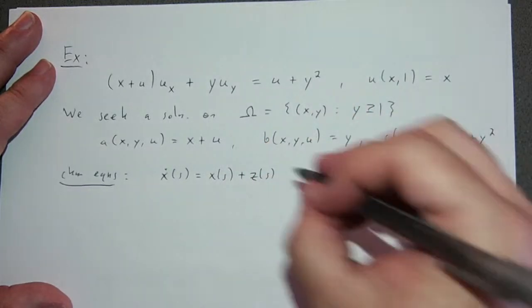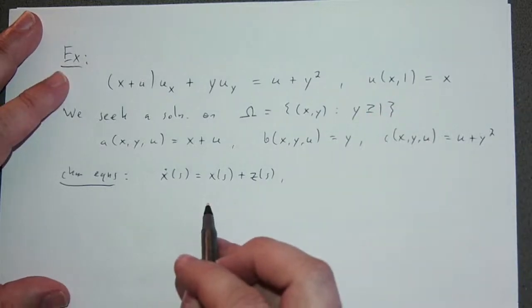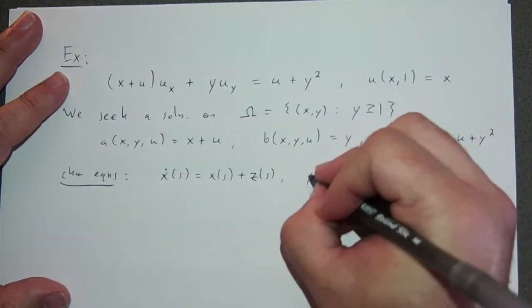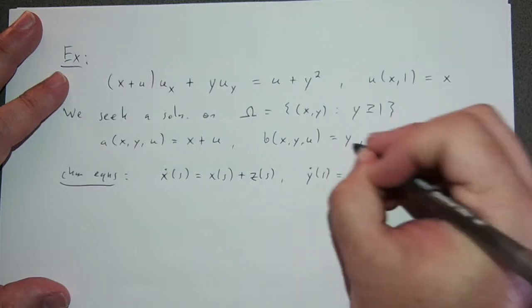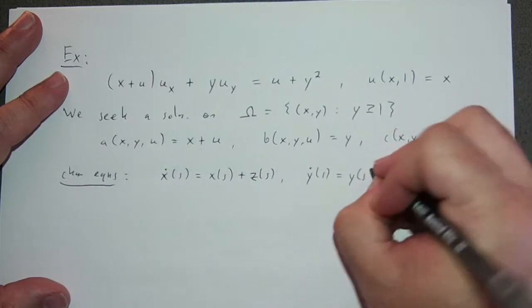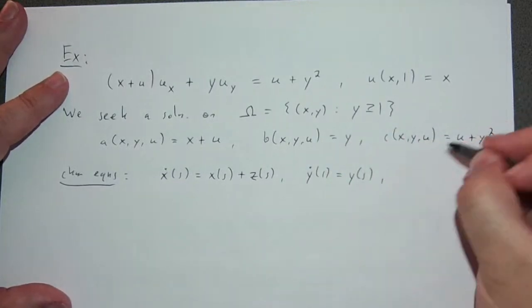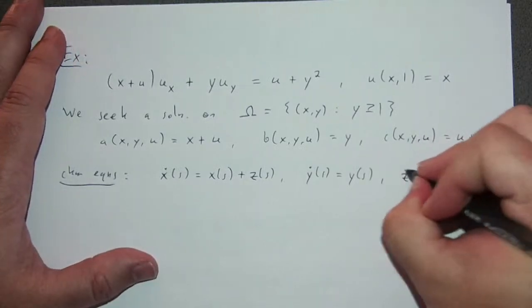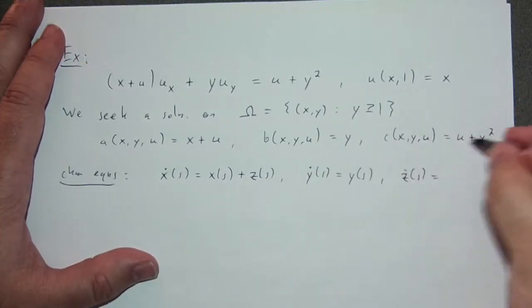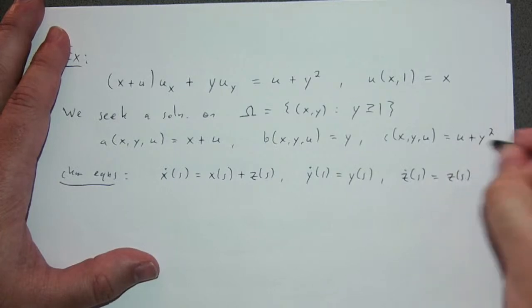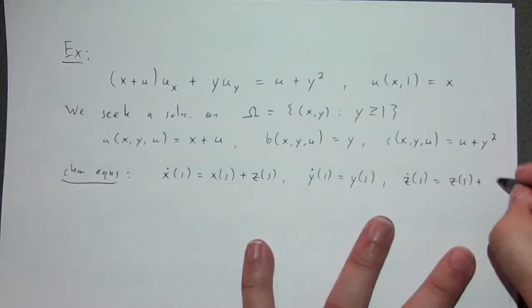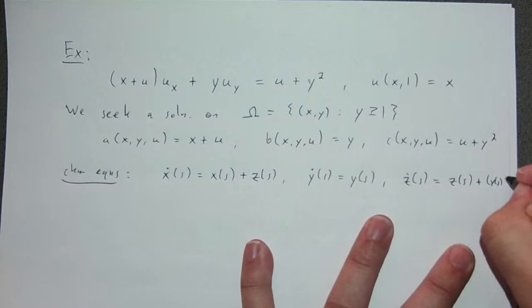Okay. The next one is going to be y dot s is equal to y of s. Okay. And the last one is going to be z dot s is equal to z of s plus y squared, right? Y of s squared.